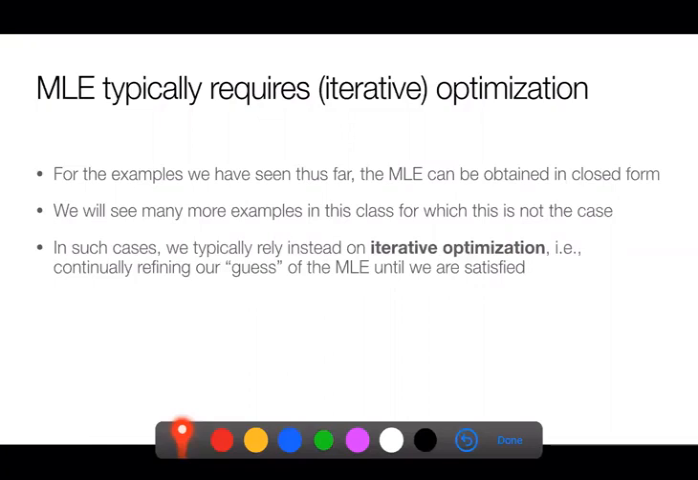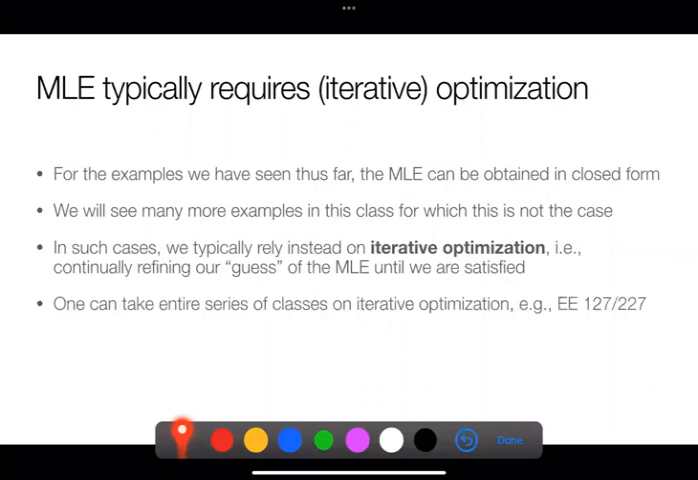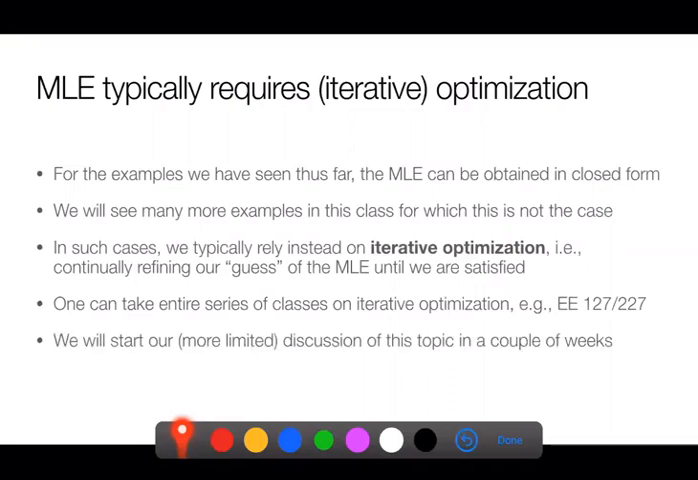And this is very broad and high level right now, but we'll talk in a lot of detail about what that actually looks like. One can take entire series of classes on how to do iterative optimization. And we'll start our more limited discussion of this topic in a couple of weeks, but just know that this is coming. Okay, so I will wrap up there. We got through most of what I wanted to get through today. And on Friday, we'll continue with our discussion of linear regression in particular, and we'll start from where we left off.